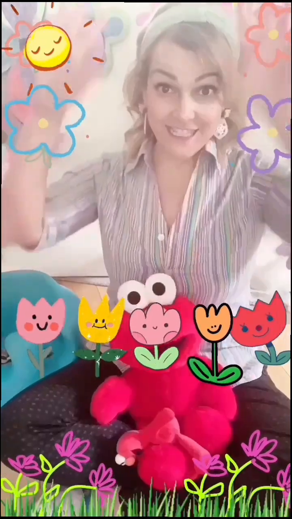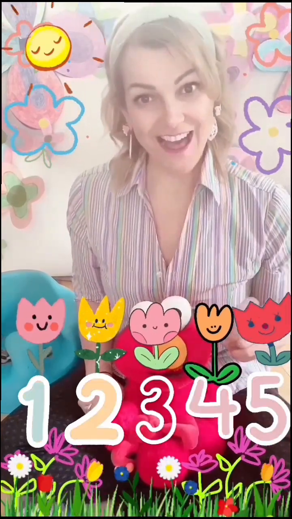5 little flowers standing in the sun. See their heads nodding, bowing one by one. Down, down, down falls the gentle rain, and the 5 little flowers lift up their heads again. 1, 2, 3, 4, 5.